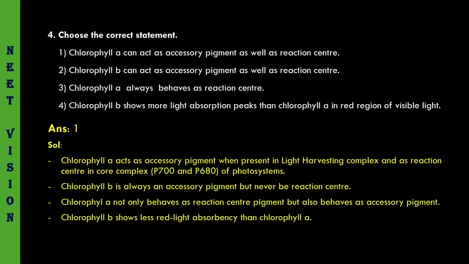Chlorophyll A acts as accessory pigment when present in light harvesting complex and as reaction center in core complex of photosystems. The remaining 3 also we can read out. Chlorophyll B is always an accessory pigment but never a reaction center. Chlorophyll A not only behaves as reaction center pigment but also behaves as accessory pigment. Chlorophyll B shows less red light absorbency than chlorophyll A.